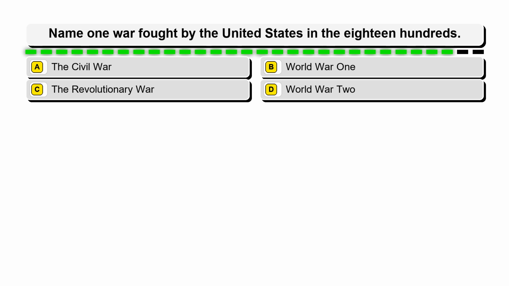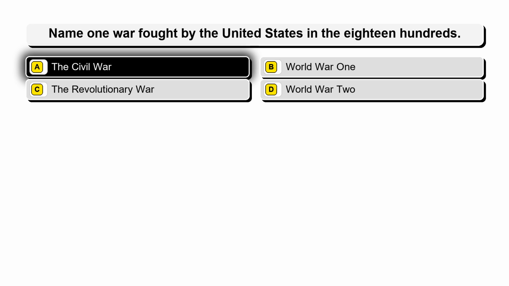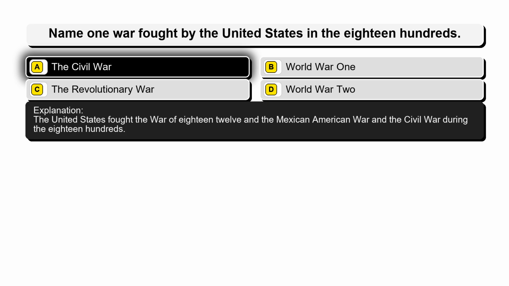Question 95. Name one war fought by the United States in the 1800s. Option A, the Civil War. Option B, World War I. Option C, the Revolutionary War. Option D, World War II. The correct answer is option A, the Civil War. The United States fought the War of 1812 and the Mexican-American War and the Civil War during the 1800s.